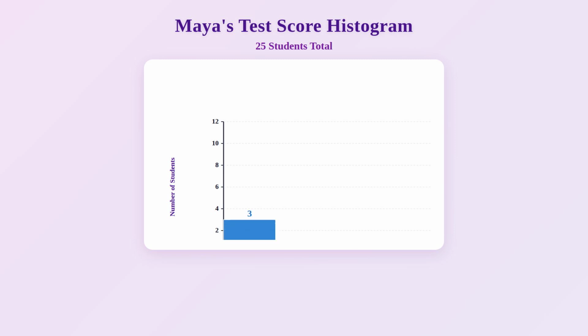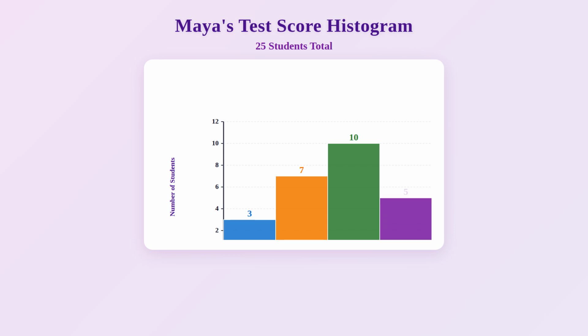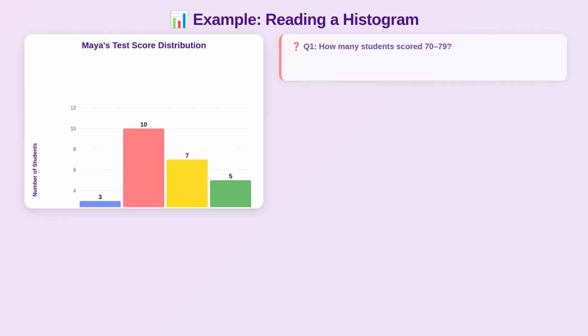Let's build Maya's histogram for her class test scores. She has 25 students total. In the 60 to 69 range, 3 students scored there. In the 70 to 79 range, 7 students. The 80 to 89 range had the most, 10 students, and 90 to 99 had 5 students. Now she draws 4 touching bars, shortest at 3, growing to 7, peaking at 10, then dropping to 5. The tallest bar shows most students scored in the 80s. Great job, Maya. Now you try reading one.